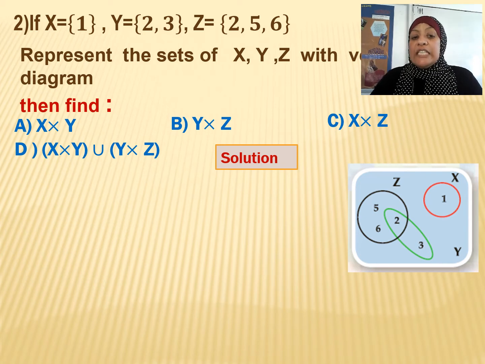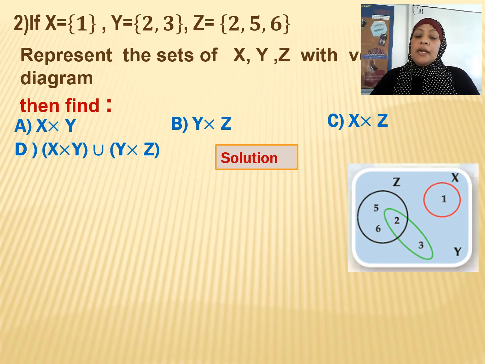Okay, what about d? Already I have the answer of x product y, and I have the answer of y product z. Then I'm going to write the two answers. What's the meaning of this sign? Union means all the elements. I will write all the elements without repetition.